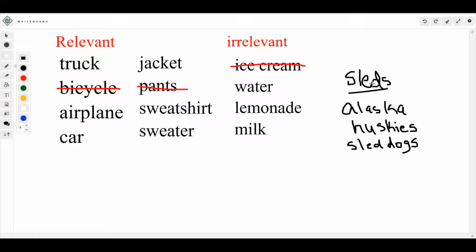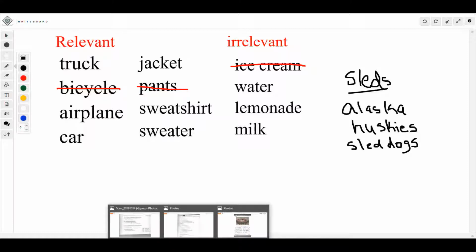Now, if you were going to write something about sleds, could you look up something about tropical rainforests? Of course not. That wouldn't give you any relevant information on what you were looking for. Okay? Now, that's why it's really super important to know what relevant and irrelevant mean.